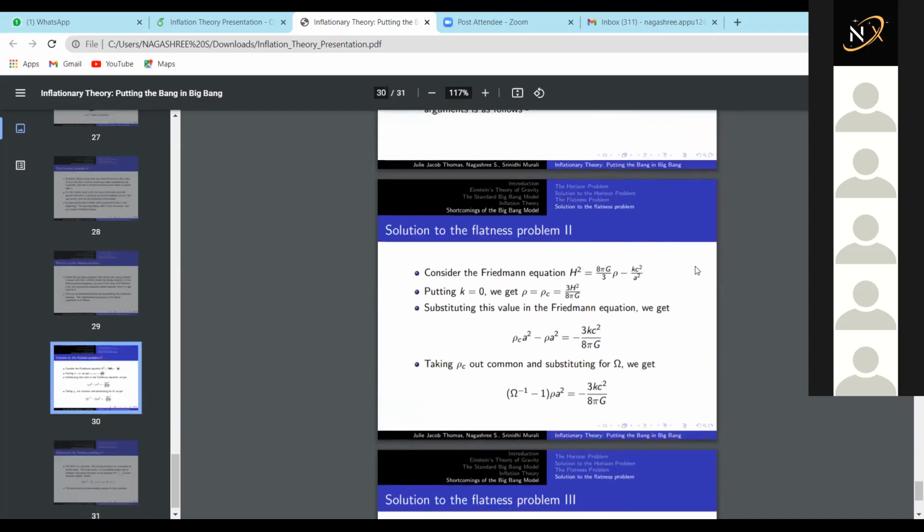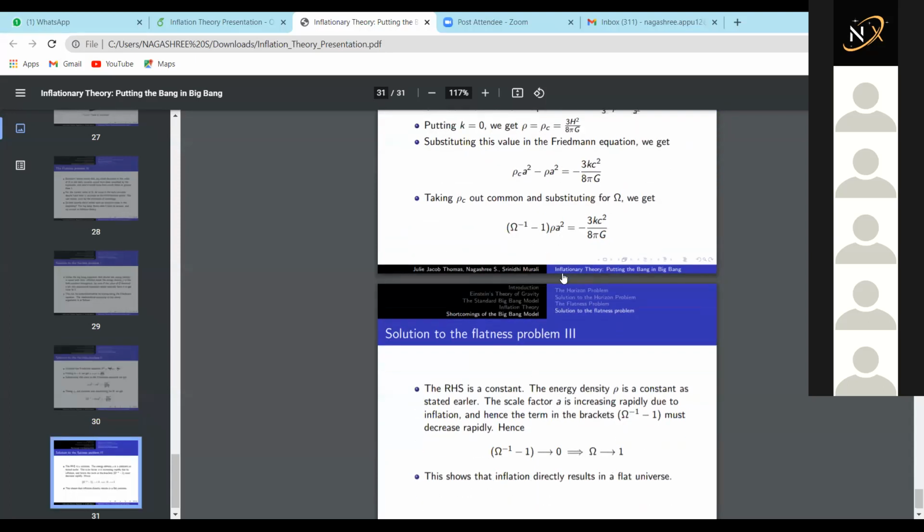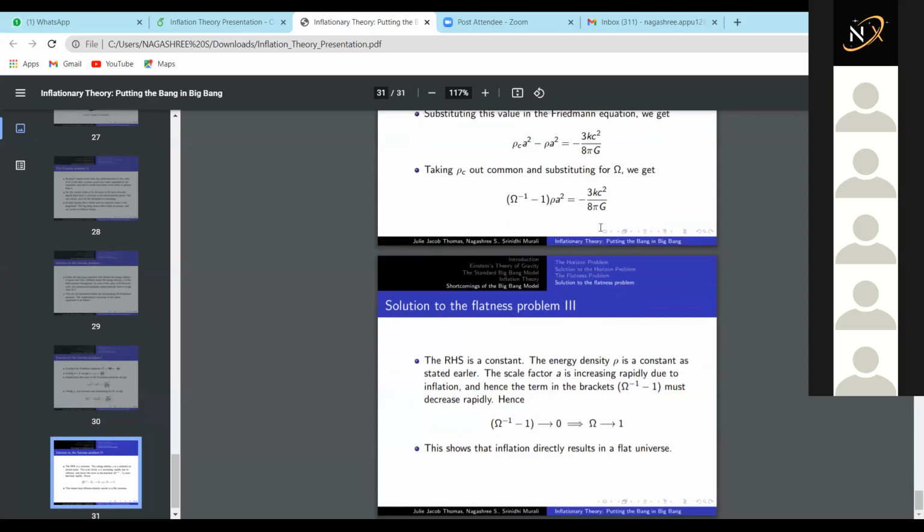Here, looking at these Friedmann equations, if we put k equal to 0, we get this term. If we solve all these things, the right hand side is only constants. So we will know the energy density is constant as stated earlier, and the scale factor a is increasing rapidly due to the inflation, and hence the omega term will decrease rapidly. So this shows omega equals 1, and hence the flat universe.